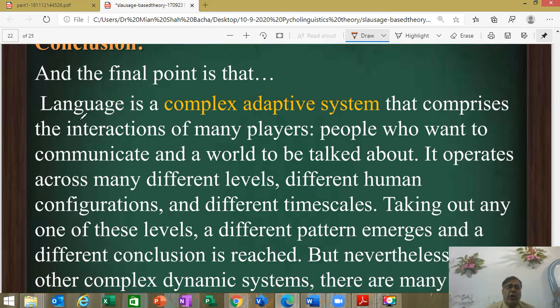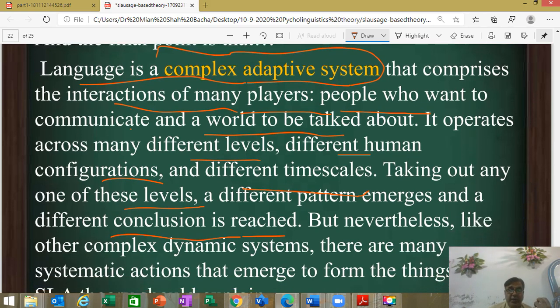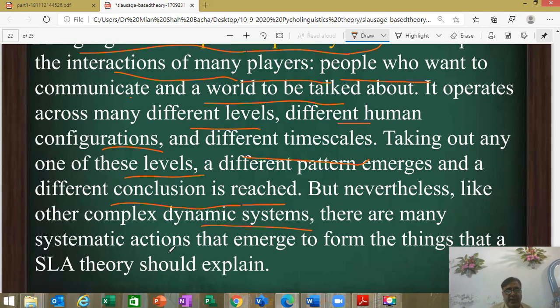that language is a complex adaptive system. I mean, God has given humans a great adaptability for language learning, that comprises the interactions of many players, meaning people who want to communicate, and a world to be talked about, so it operates across many different levels, different human configurations and different time scales. Taking out one of these levels, a different pattern emerges and a different conclusion is reached. But nevertheless, like other complex dynamic systems, there are many systematic patterns that emerge to form the things that SLA theory should explain. In simple words, language is basically a very complex phenomenon. There are a myriad of other factors involved, so you cannot depend solely on a single pattern.